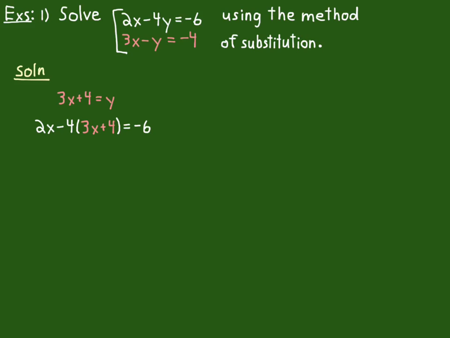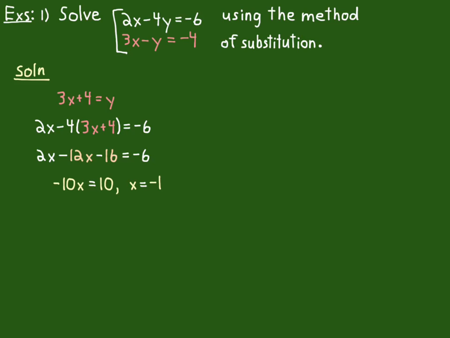So I get 2x minus 4 times the quantity 3x plus 4 equals negative 6. Distribute the negative 4 through, and I get 2x minus 12x minus 16 equals negative 6. Combine the x terms and combine the constant terms. I get negative 10x equals 10. Just added the 16 to both sides. Just cross multiply or divide both sides by negative 10, same thing, and you get x equals negative 1.